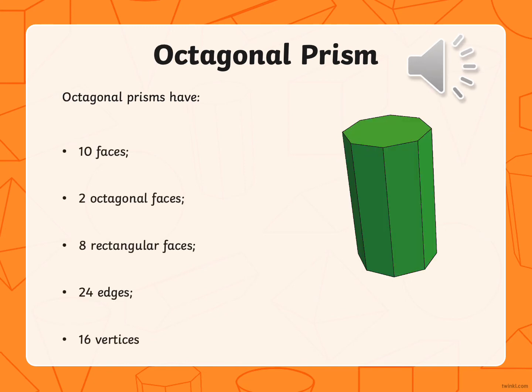Here we've got an octagonal prism. So this has got 10 faces in total. 2 of the faces are octagons, and going through the middle again are rectangles. So there are 8 faces. Octagons have 8 sides, so there are 8 rectangles going down each of the sides of the octagon, 24 edges and 16 vertices.